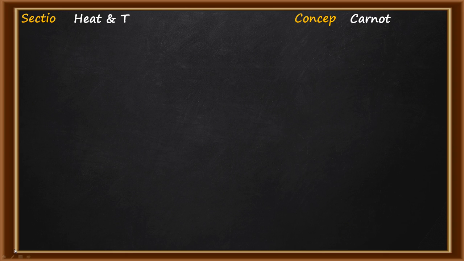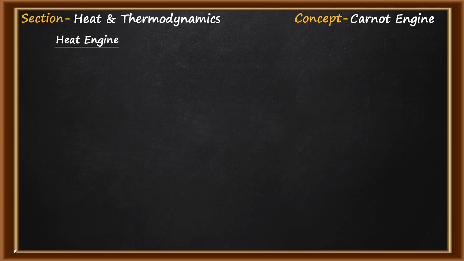So let's get started. Now this question comes from the section Heat and Thermodynamics, and the concept involved here is Carnot engine. Now when we talk about any type of a heat engine, a heat engine is a device which converts heat supply into some mechanical work. Suppose you have a hot body called source which is at temperature T1 and a cold body called sink which is at temperature T2.